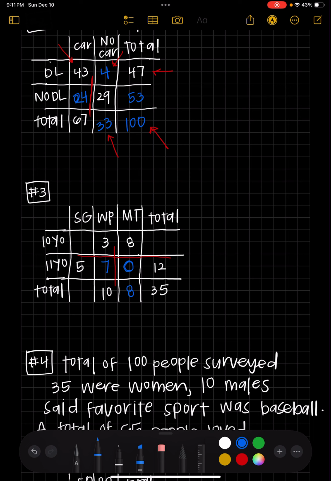And now I'm going to go down to the very bottom row, which is the total row, because I know there are a total of 35 students, and I know 8 of them like movie theaters and 10 of them like water parks.